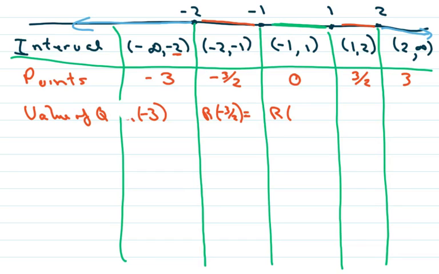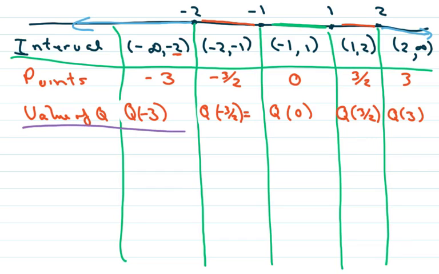It's not R, it's supposed to be Q, sorry. Q of 0, Q of 3/2, and Q of 3. And it's not as bad as you think. Since it's symmetric, we can figure this out.